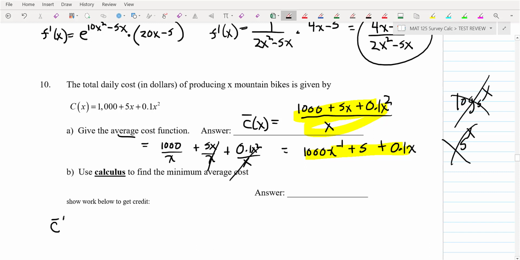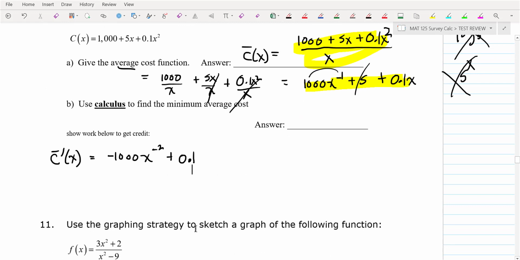So what we do now is we do C bar prime of x. Again, I'm asking for the minimum average cost. Since you're doing a minimum, you do the derivative. So the derivative would be negative 1,000 x to the negative 2. Derivative of 5 is 0. Derivative of 0.1x is 0.1. So you got that. What do you do with that derivative? Same old thing. Set it to 0. Solve for x. Okay. So again, we just have 0 equals.